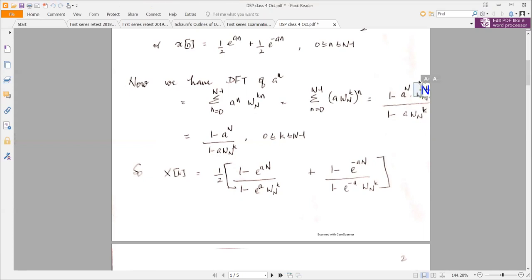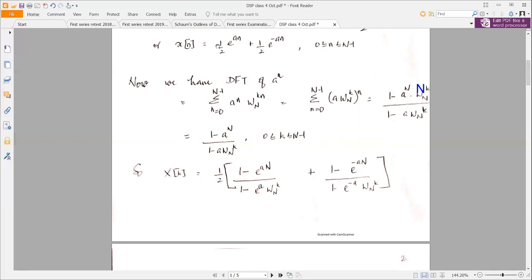So this is W_N raised to Nk. So W_N raised to capital N into k, where W_N raised to N is equal to 1. So this is 1 raised to k. So this term vanishes to 1. So the numerator is 1 minus a raised to N, and the denominator being 1 minus a W raised to k, for 0 less than or equal to k less than or equal to N minus 1.